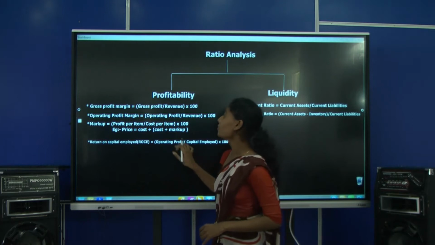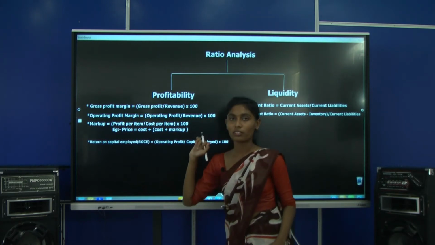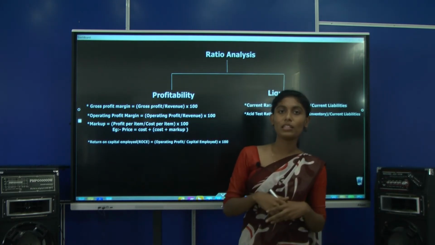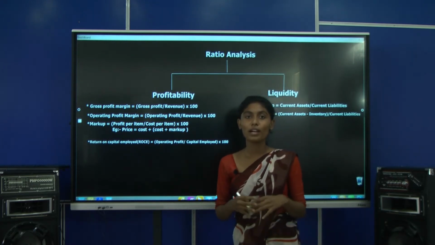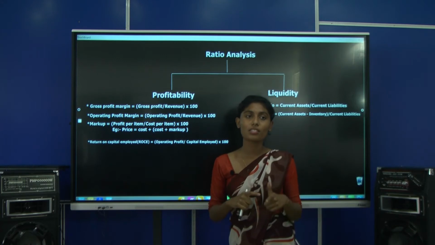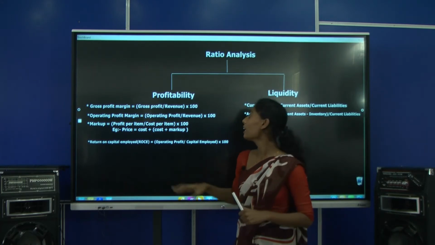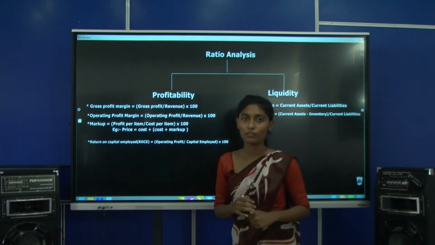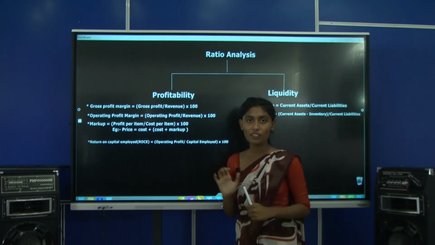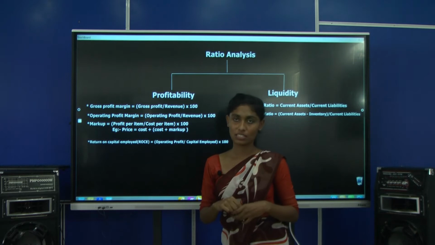And then we have the operating profit margin. What do you mean by operating profit margin? In operating profit margin, we see how much expenses and cost the business has incurred in relation to the revenue, the sales income. And we multiply by 100 to get it as a percentage.